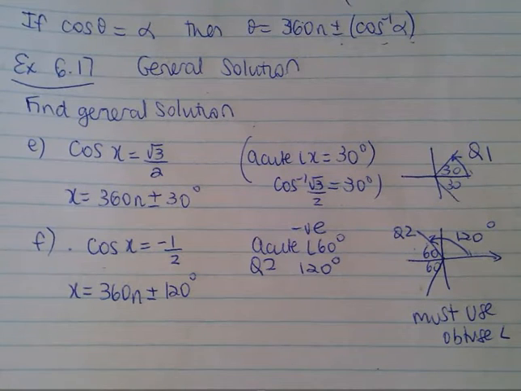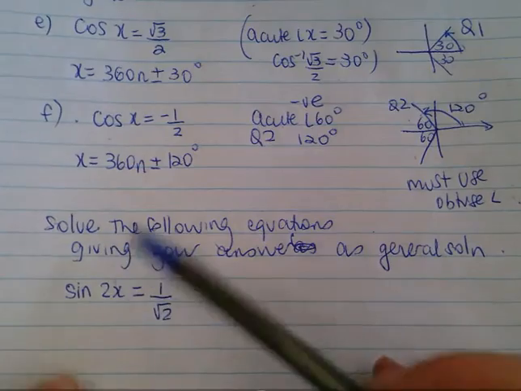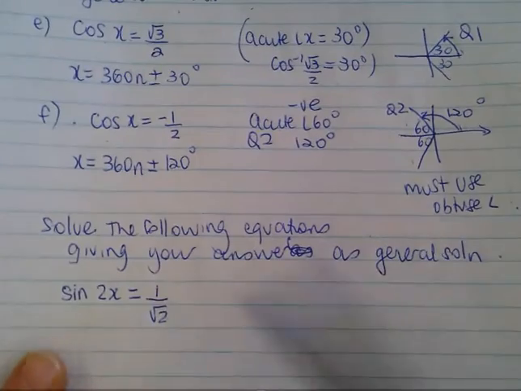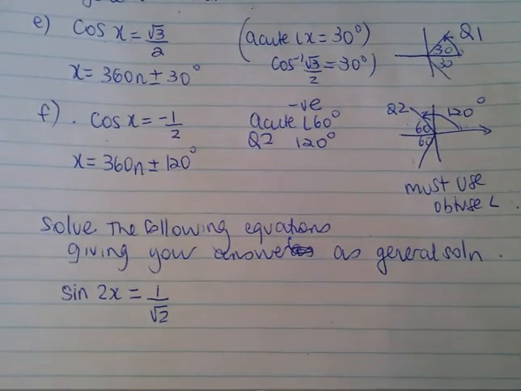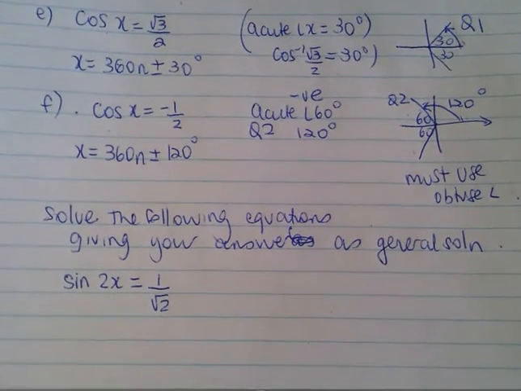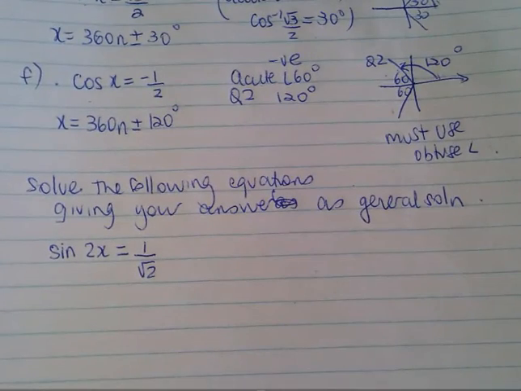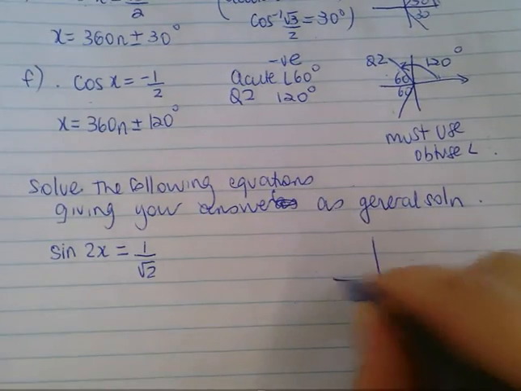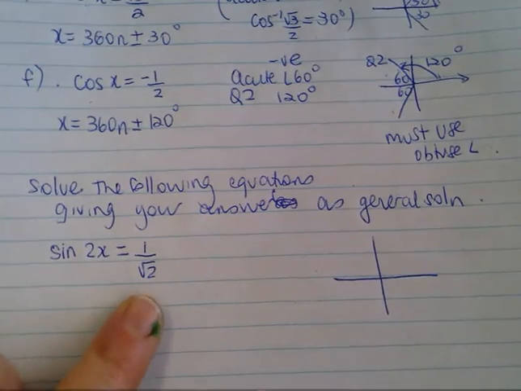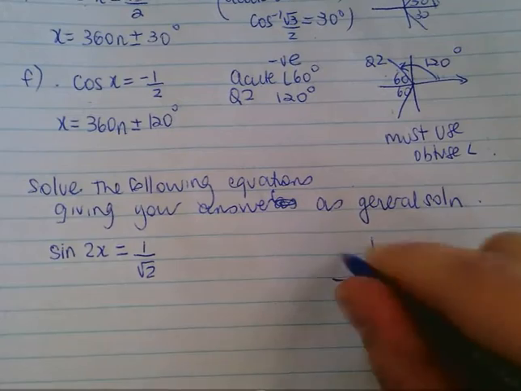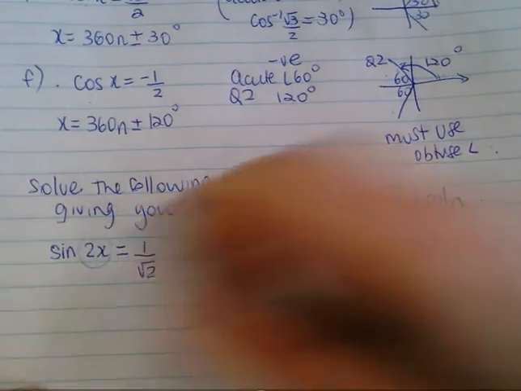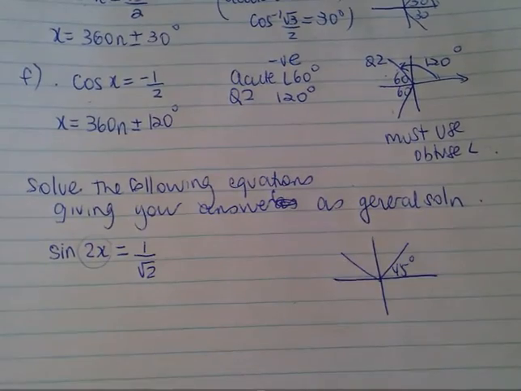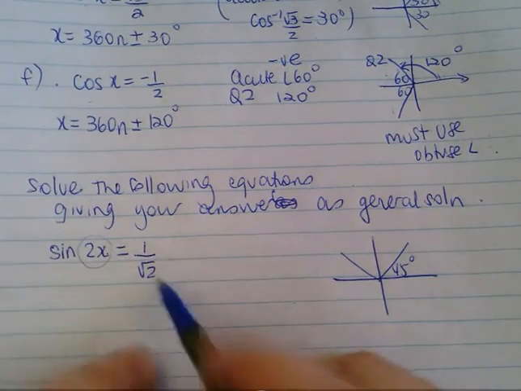Now, where we're not just doing cos x, we're going to be doing sine of 2x. We're going to be doing sine of x minus 30, sine of x on 2, all right? Okay, so basically the process is all the same. Where's your 1 on root 2? Sine is positive, right? Quadrants 1 and 2. Sine of what? Right, so that 2x acute thing is 45 degrees. Sine of 45 is 1 on root 2.